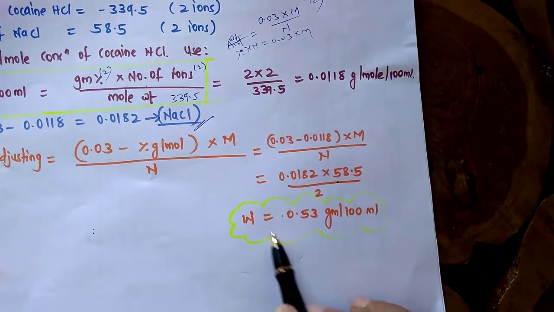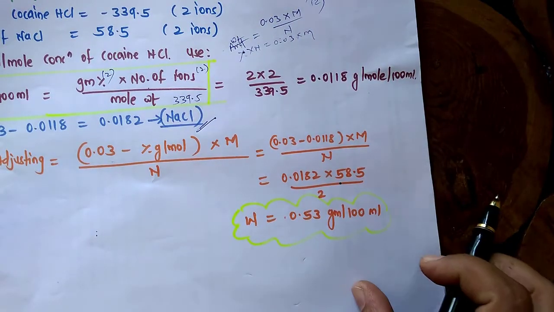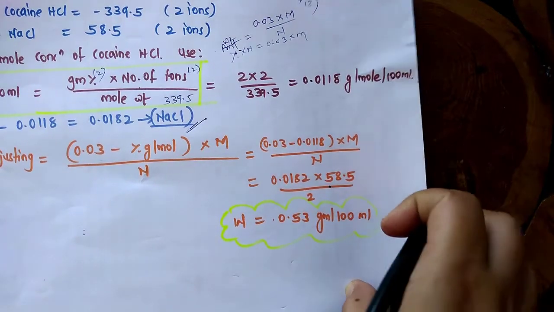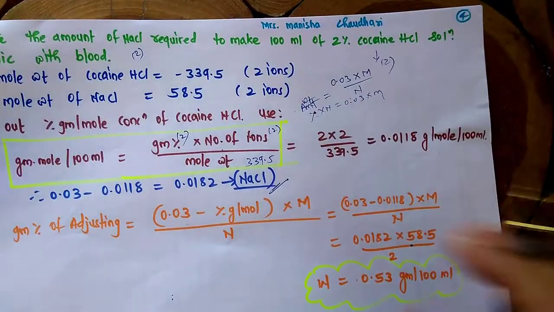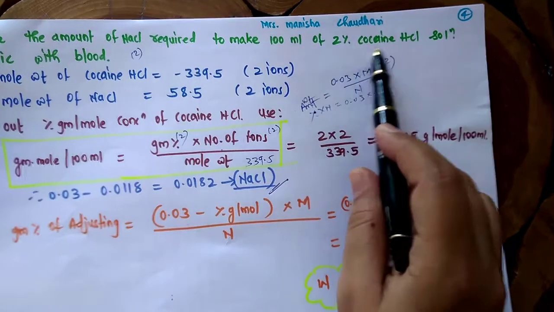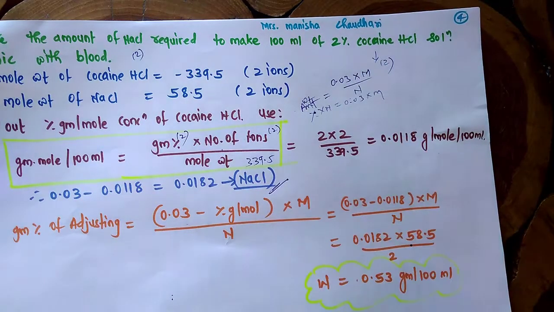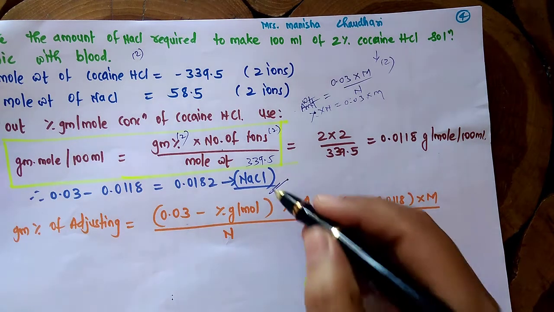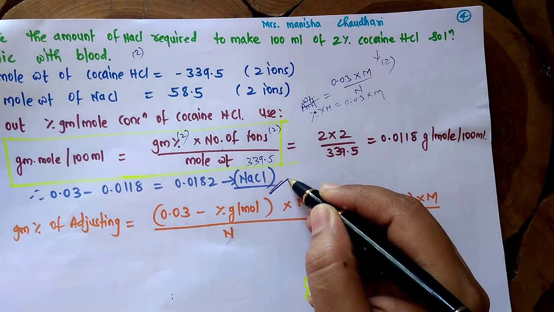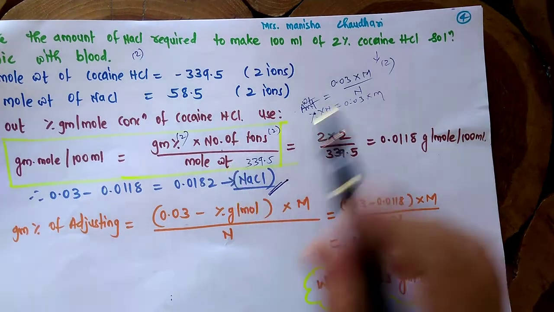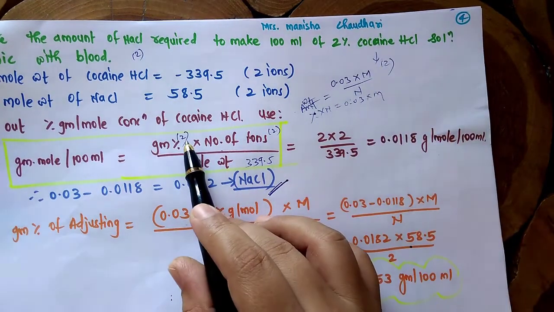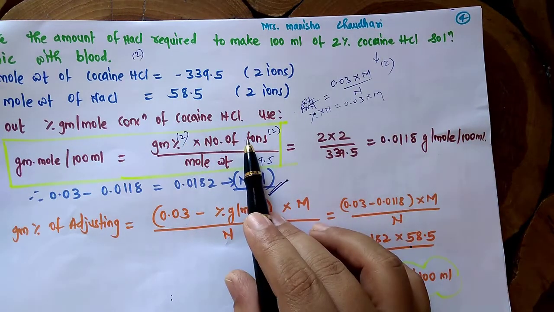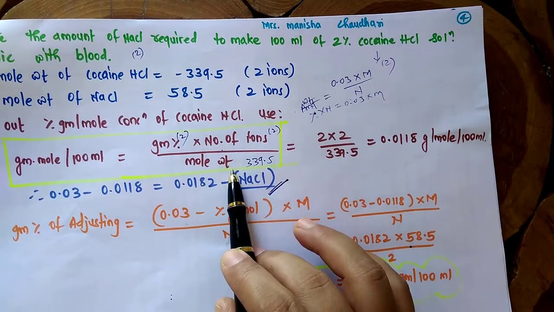So this will give you the answer 0.53 gram per 100 ml. So here we were supposed to find out the adjusting substance when a drug was given. To find the molecular weight formula of the adjusting substance, first we have calculated it for cocaine. The percentage of cocaine was given, the number of ions we know, and the molecular weight is also given.